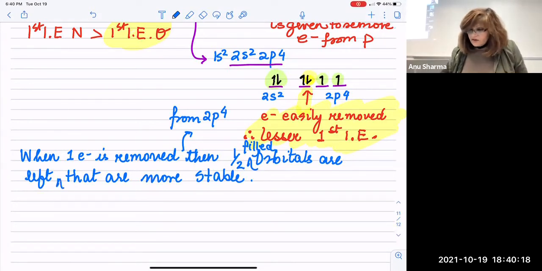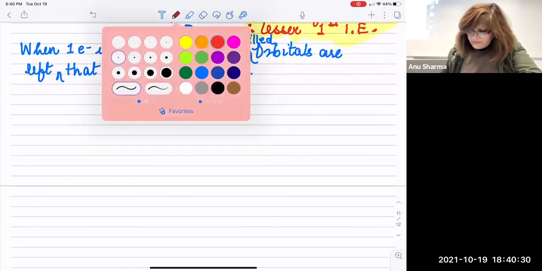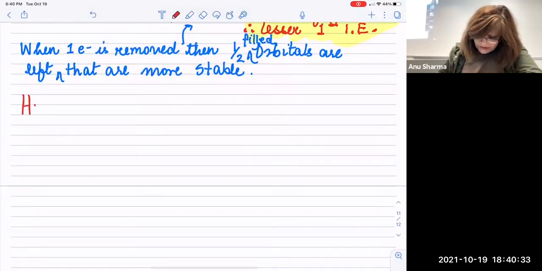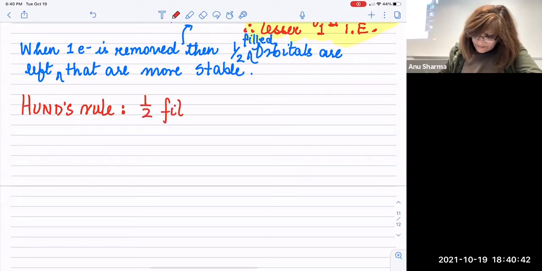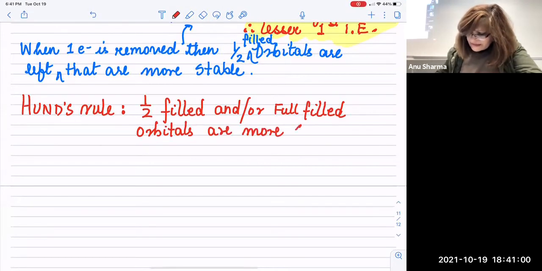We can go on and on, but the same story applies to other examples. The basic rule is to keep Hund's rule in mind: always half-filled or full-filled orbitals are more stable.